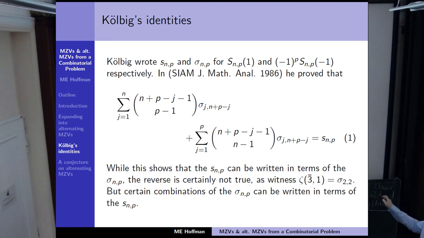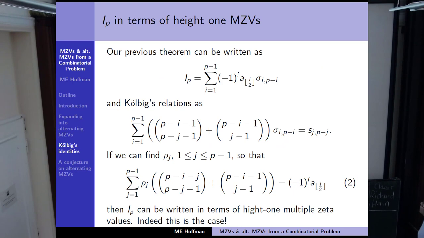Okay, but it is true, certainly, that certain combinations of these sigmas can be written in terms of the SNPs, which are the height one zeta values. So, oops, wrong way. Okay, so let me just rewrite in Koblenz notation what our IPs are. So you write them in terms of the sigmas this way. Koblenz relations are these. So if we can get some linear combination of these guys to be equal to this, then we'll be cool. We'll have written it in terms of height one multiple zeta values. It's a dependent system, so you wouldn't expect these necessarily have a solution, but actually it does.